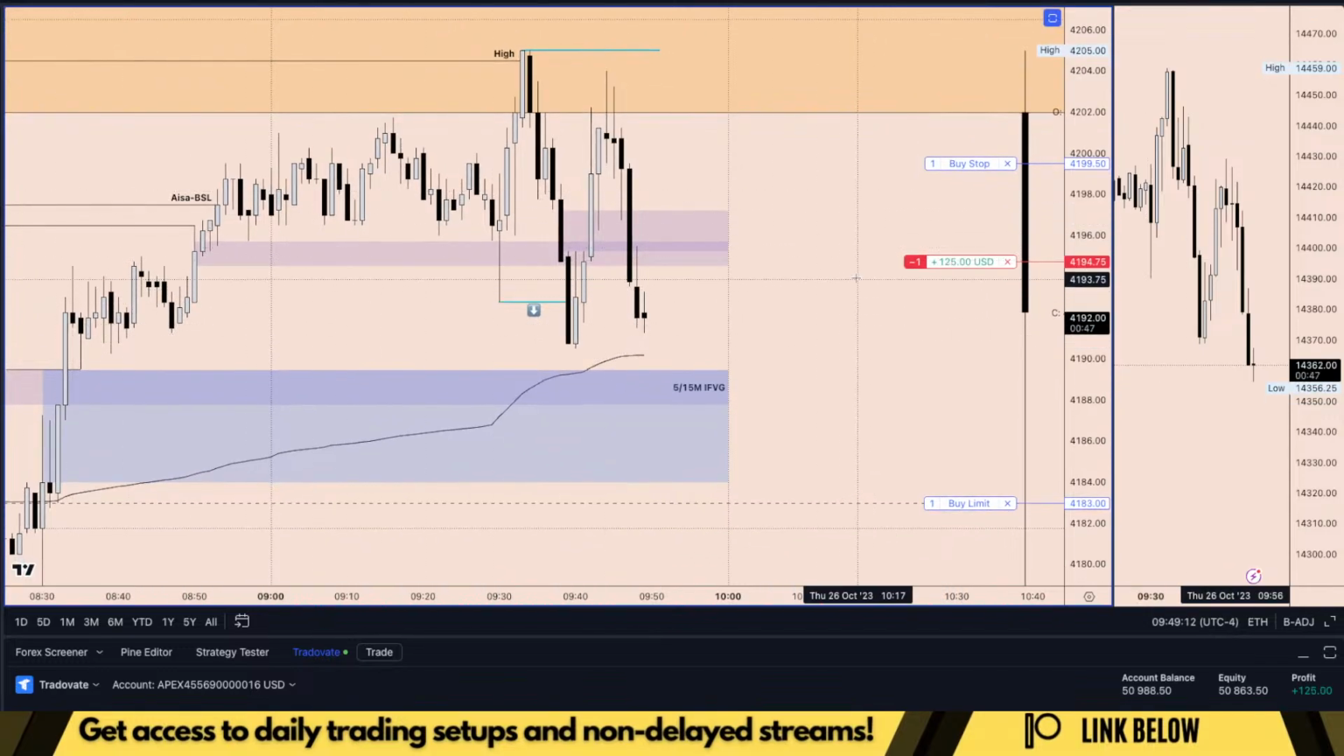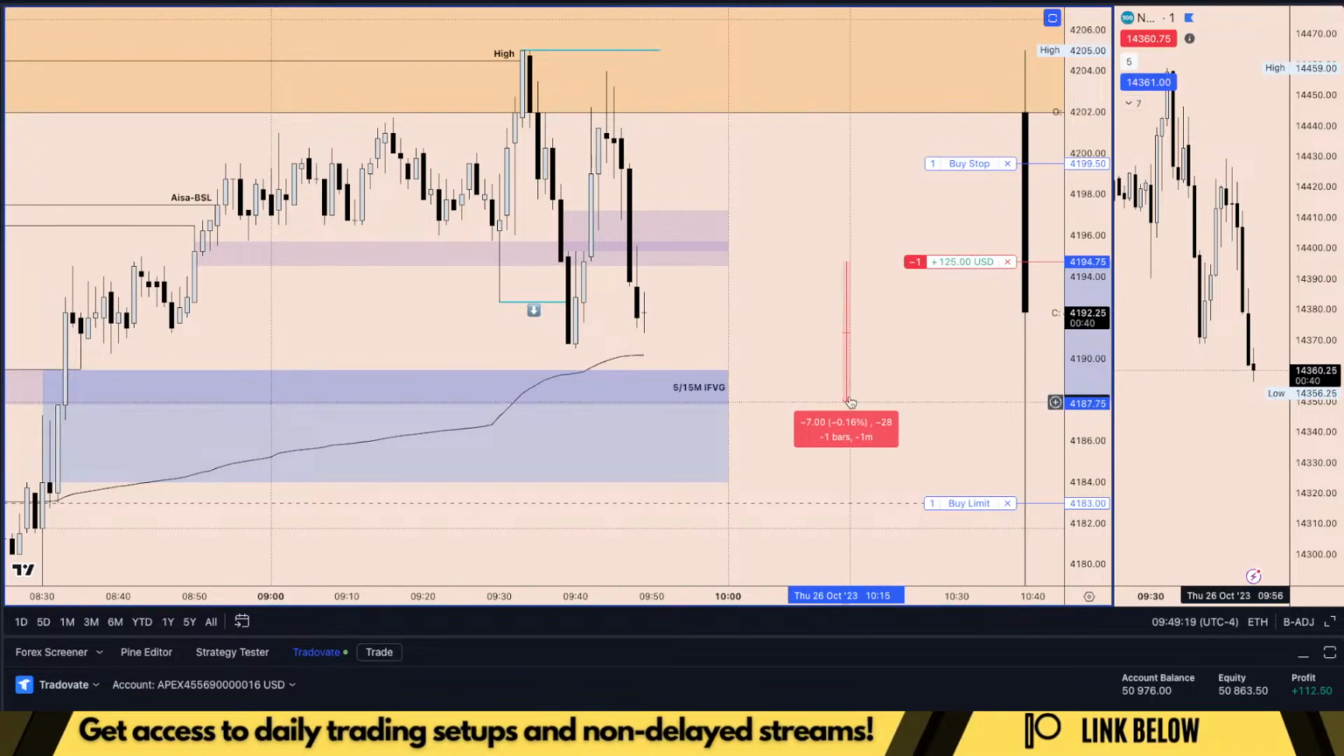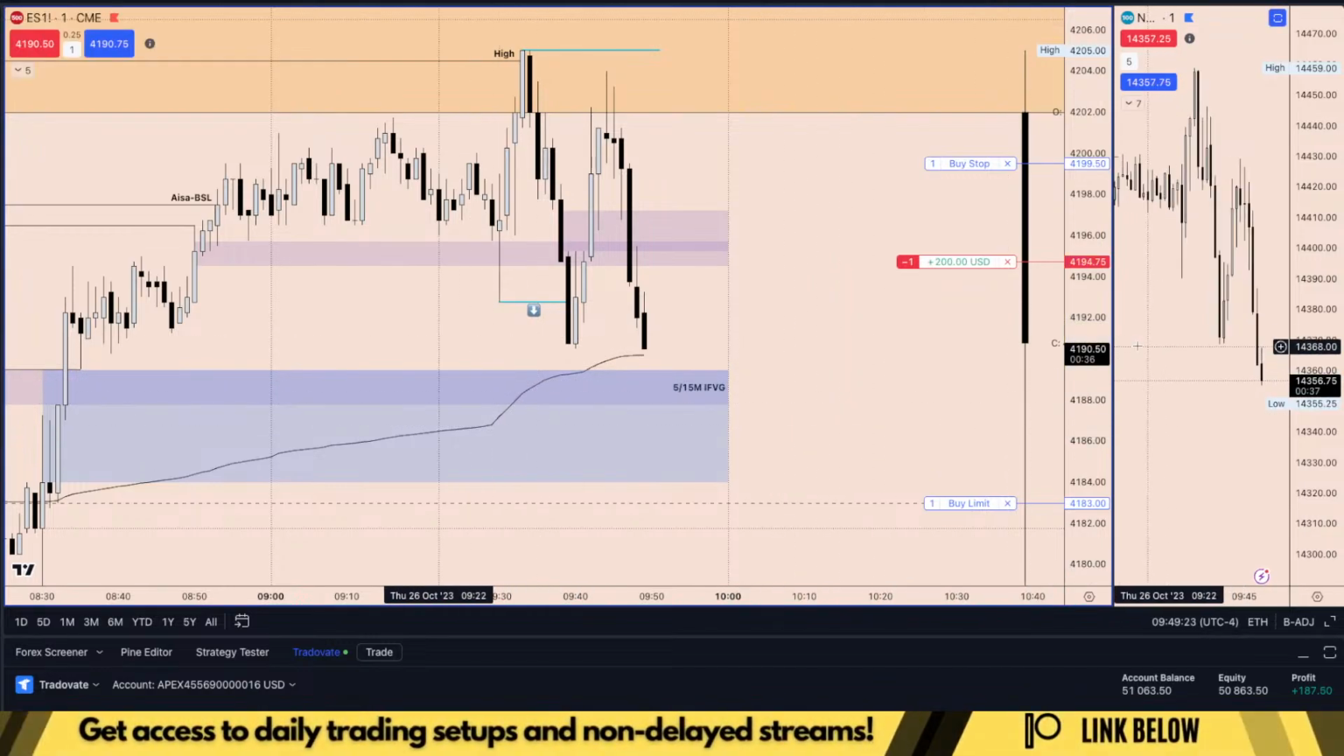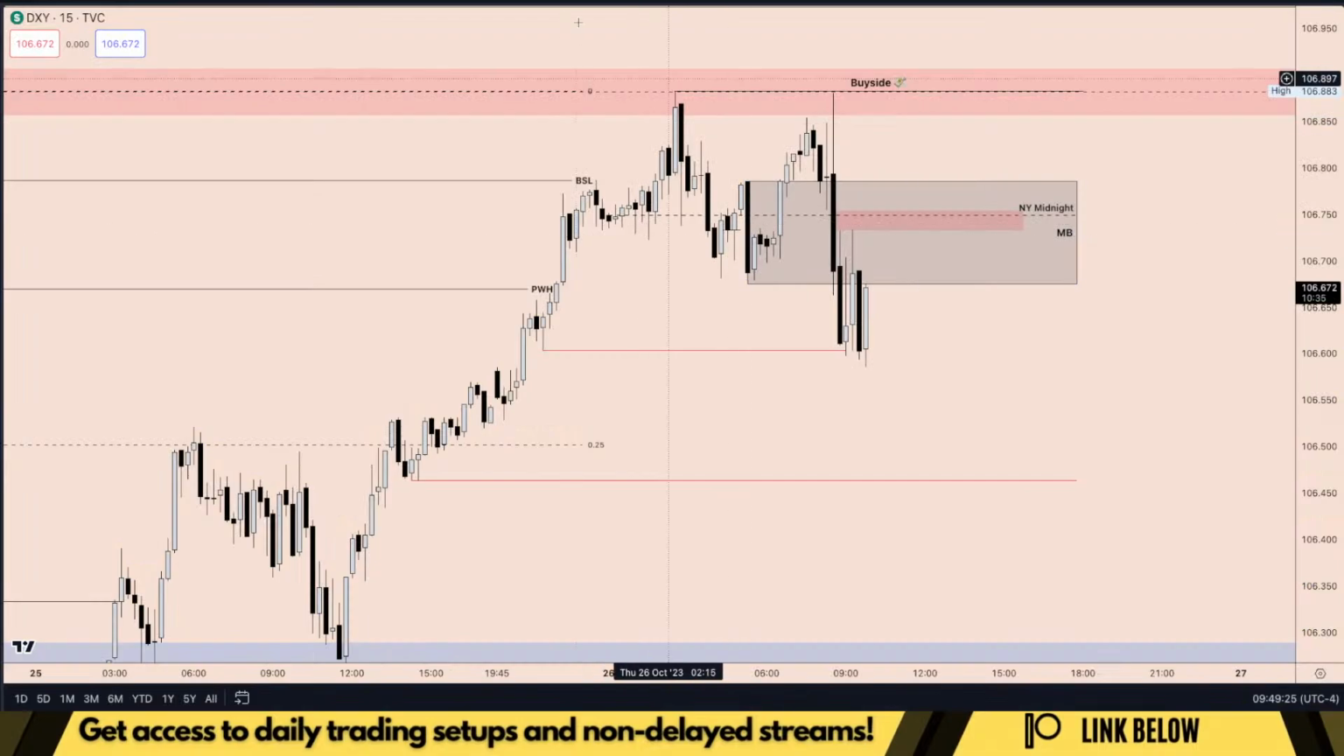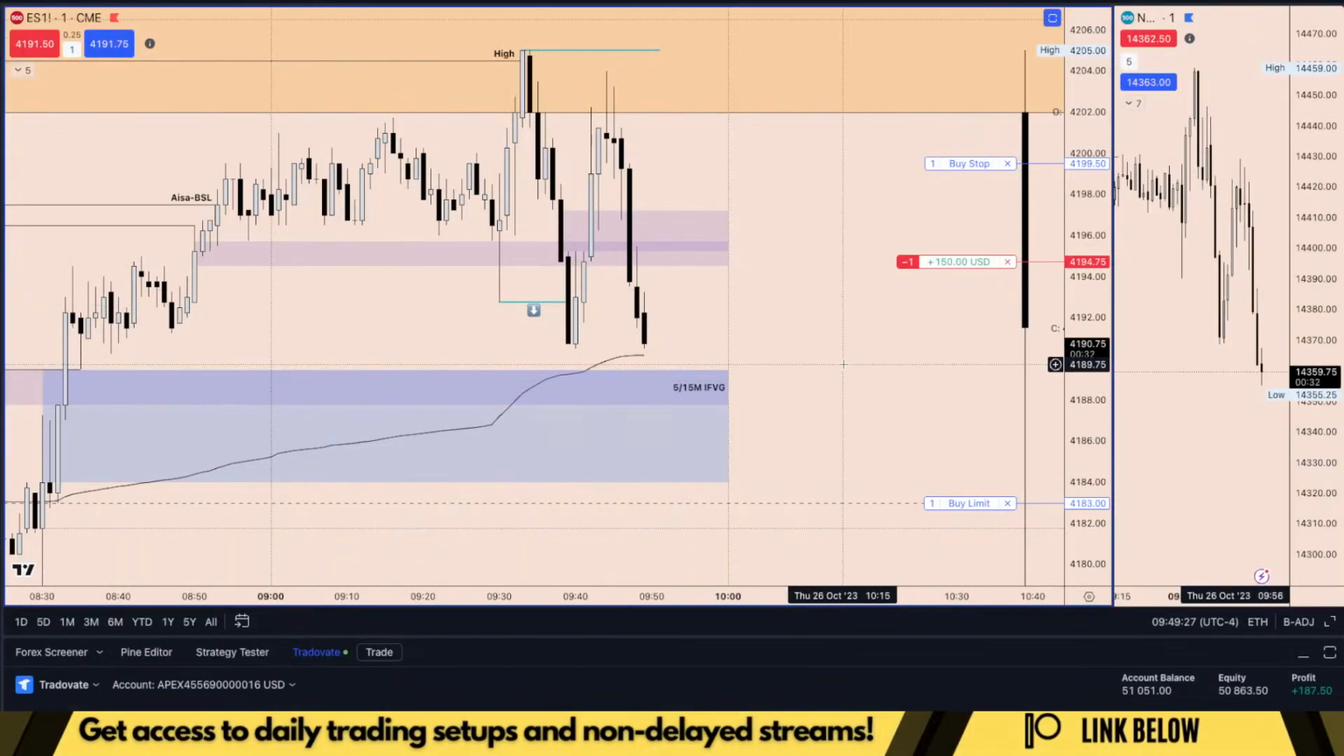Five points. Below the VWAP, let's see. NQ is selling off. DXY is pushing back up. Now we have equal lows here on ES, while NQ made a lower low.